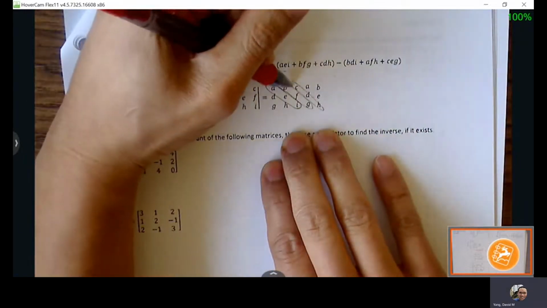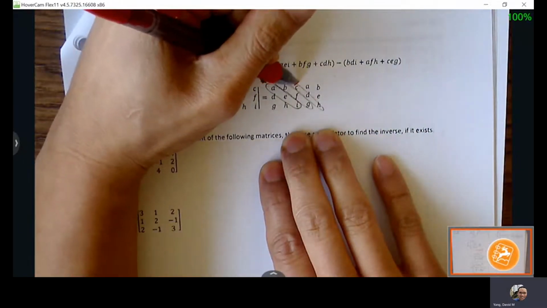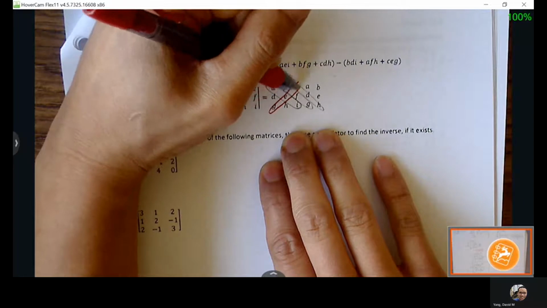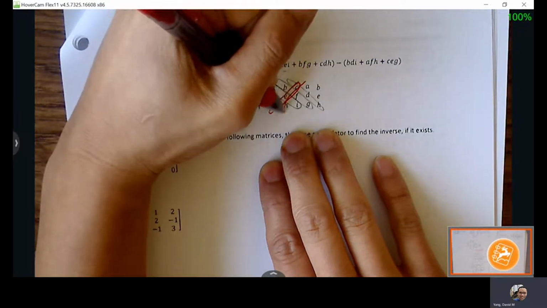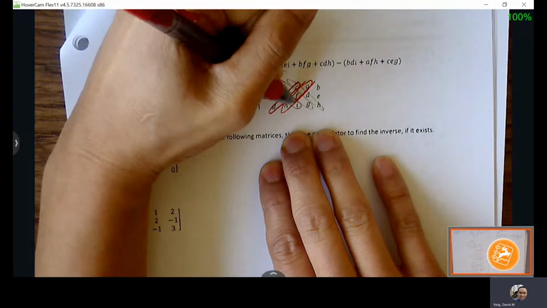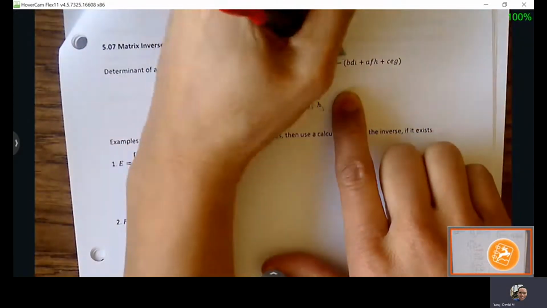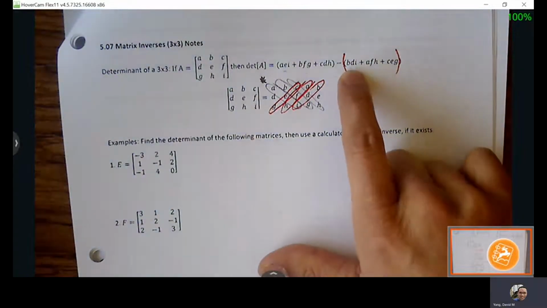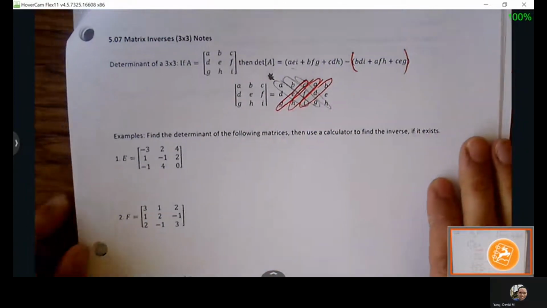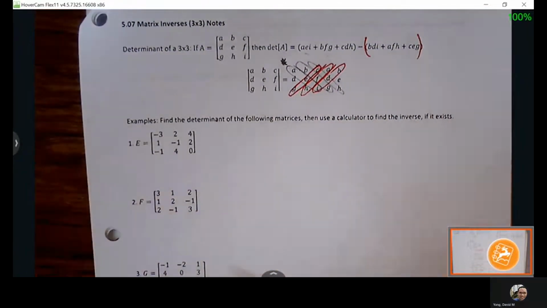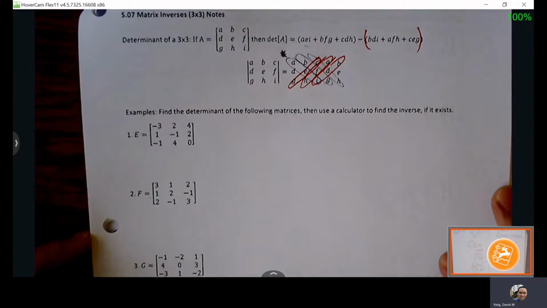So you can see that there are triplet diagonals here. There's another triple diagonal here, and there's another triple diagonal here. And we're going to put a minus, parentheses, and then we're just going to add those products together. Okay. After you do a couple of these, I think you'll find it pretty easy. But let's go through it step by step with number one.